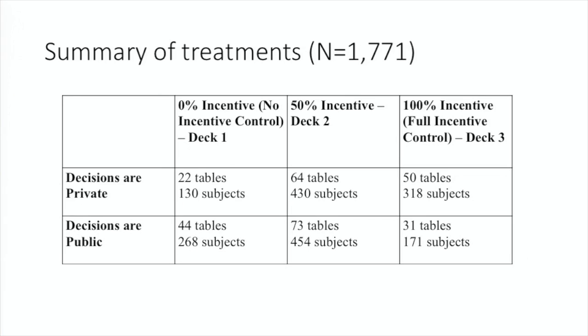All right, so this is our summary of treatments at the end. We have about 1,700 kids who ultimately participate. We have this private versus public, and then we have the variation in the proportion of kids that are incentivized, the number of tables, and also the number of subjects. And we put more of the subjects in the 50% incentive condition, because that's the one where we end up having variation in the proportion that are actually incentivized.